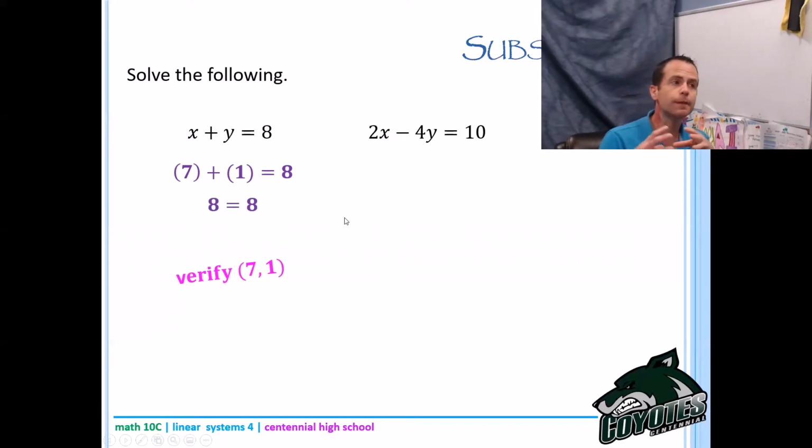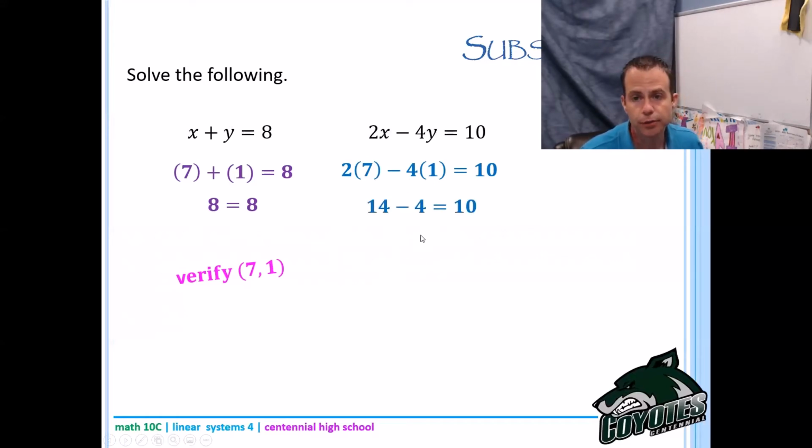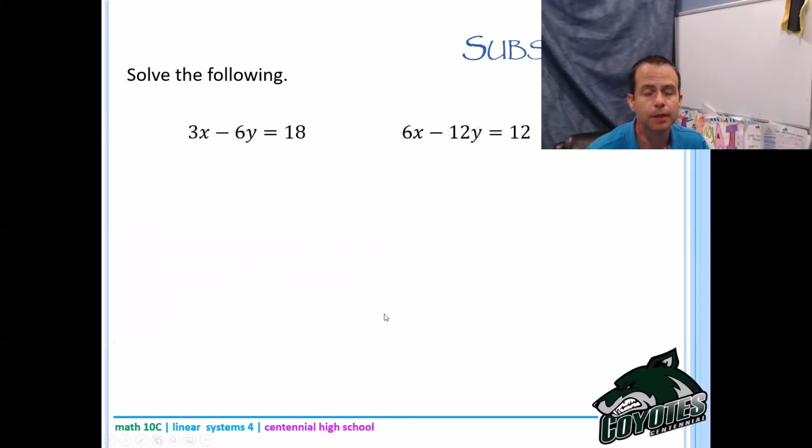Remember though that verifying it with one equation doesn't verify the solution. It only shows that it works with one equation. You always have to do it with both equations. So I'm gonna go over to the other guy. I'm gonna plug 7 in for x and 1 in for y. 2 times 7 is 14 and minus 4, so then 14 minus 4 is 10. So it does work for both of them. I have verified the solution, okay? All right, let's try the next guy.